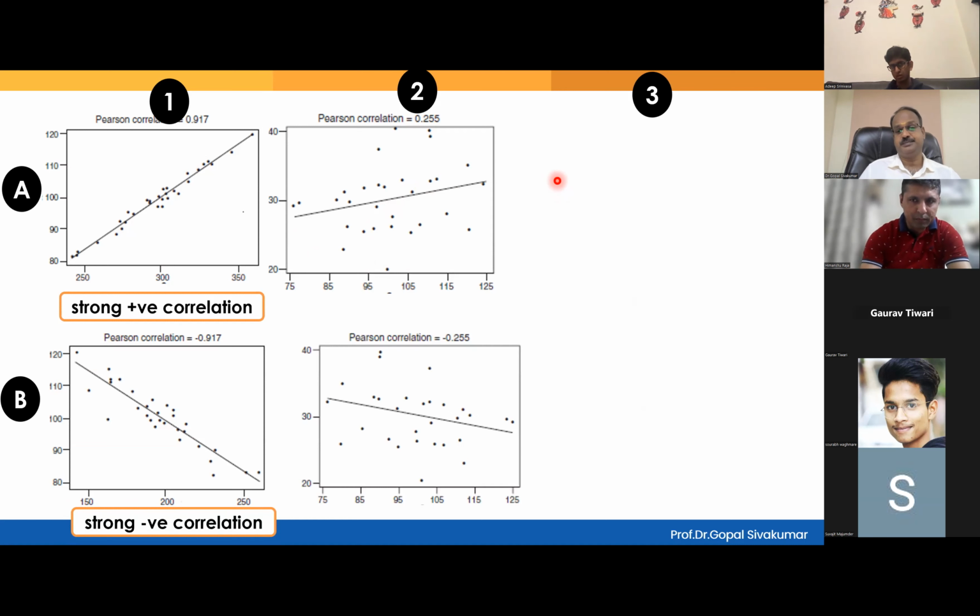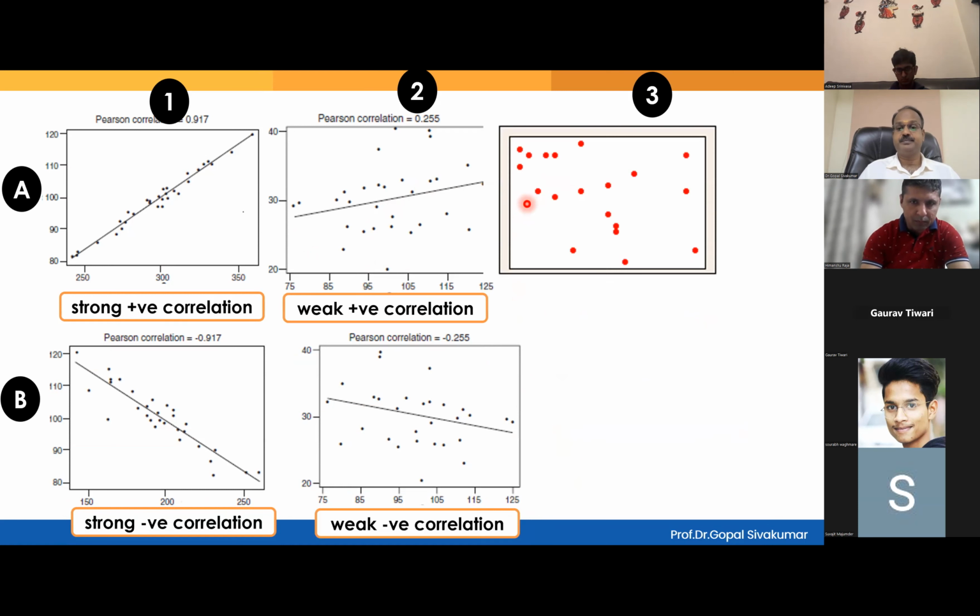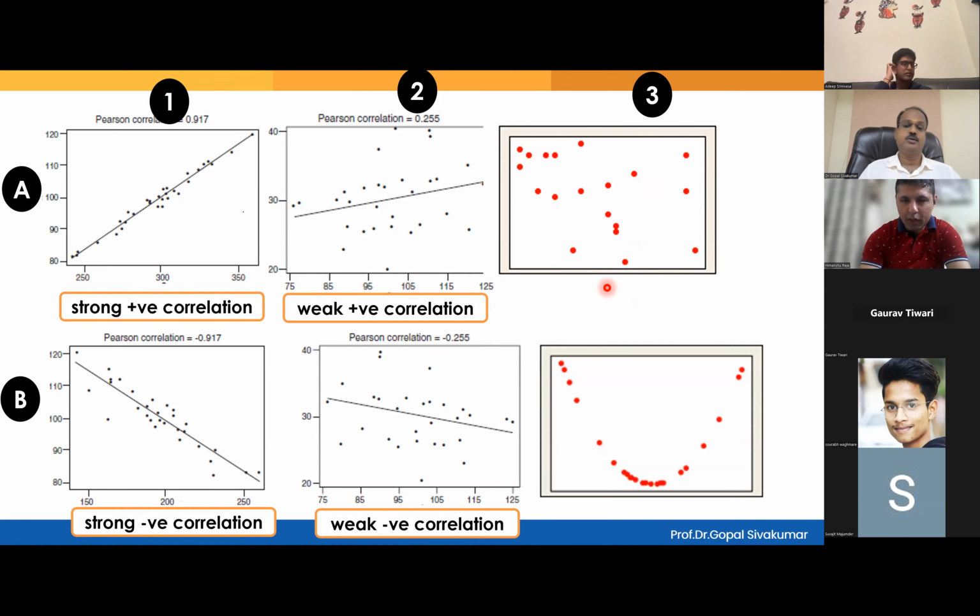Weak positive correlation. And this one? Weak negative. Now here, what is this? No correlation. No relation. But here, no correlation, no relation.